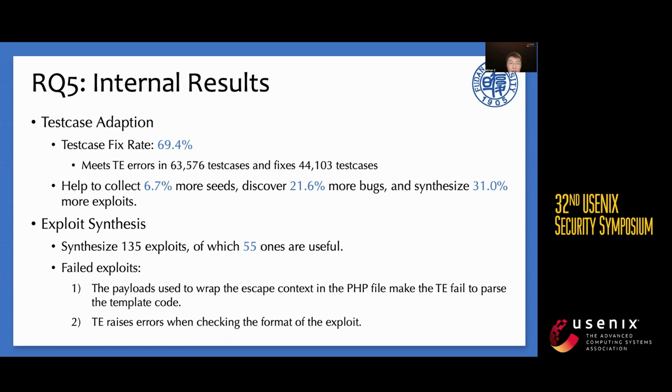We analyze the reasons for the failed exploits. First, the payload used to drop the escape context in the PHP field makes the TE fail to parse the template code. On the other hand, TE raises errors when checking the format of the exploit.